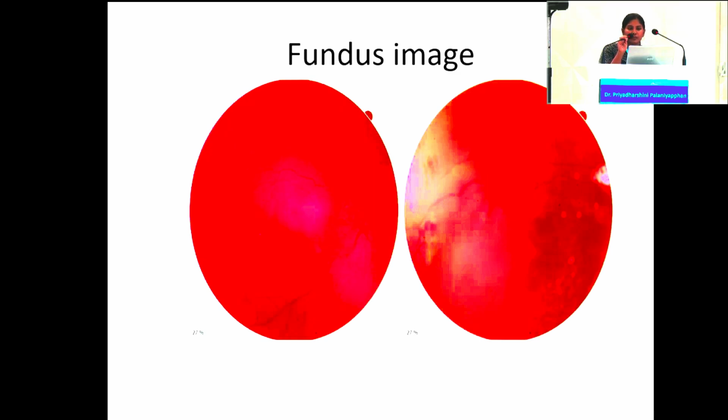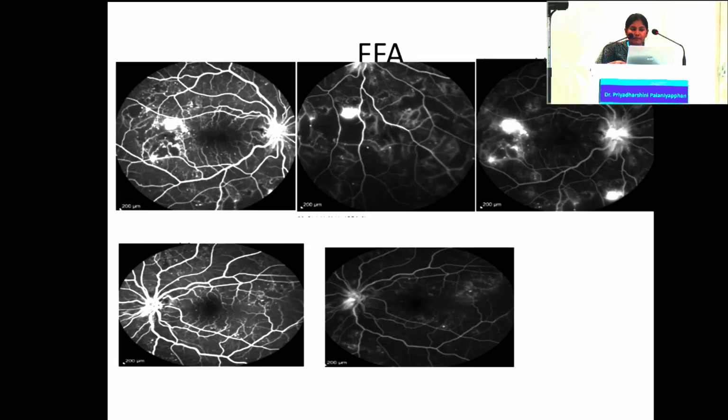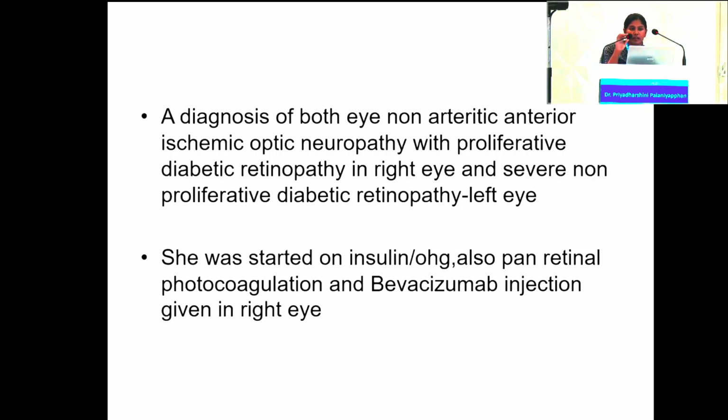The fundus image showed disc edema with splinter hemorrhages in both eyes, and there were retinopathy changes in both eyes. OCT showed disc edema and retinal thickening with hyperreflective foci, more in the right eye. FFA was done. The right eye showed extensive disc leakage, NVD and NVE were seen, and both eyes had extensive capillary non-perfusion areas. A diagnosis of bilateral non-arteritic anterior ischemic optic neuropathy with proliferative diabetic retinopathy in the right eye and severe non-proliferative diabetic retinopathy in the left eye was made.